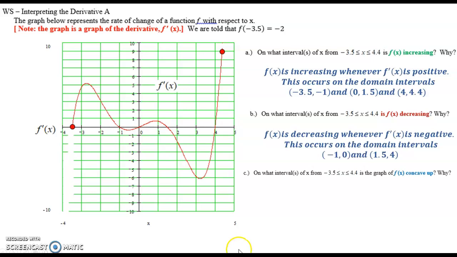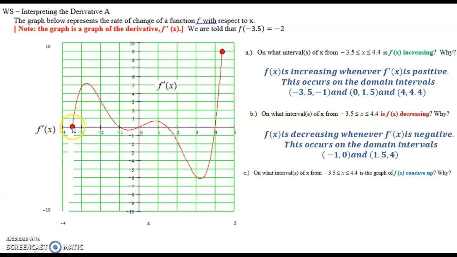Next, it's asking us on what intervals of x on this given interval is f of x concave up. Notice again, they're not asking us about the graph we're looking at. They're asking about the graph we can't see, f of x, whose derivative is shown here. Let's go back and remember, what do we know about concavity? We know that when the second derivative is positive, the original curve will be concave up, and the derivative curve will be increasing on this interval. So we're looking at the derivative curve, and we're going to use that notion here: when the derivative curve is increasing, that is where the original function will be concave up.